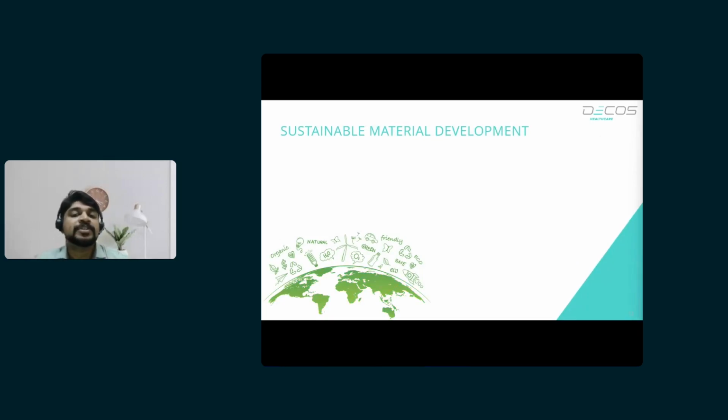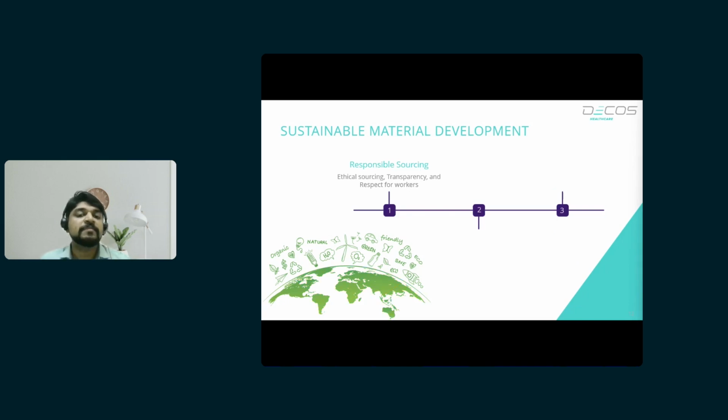So, how could we achieve better sustainability? The first one is responsible sourcing. This refers to ethical and transparent practices throughout a material's supply chain. It ensures minimal environmental impact during materials extraction and production. Some aspects of responsible sourcing are ethical sourcing, transparency, respect for workers, etc.